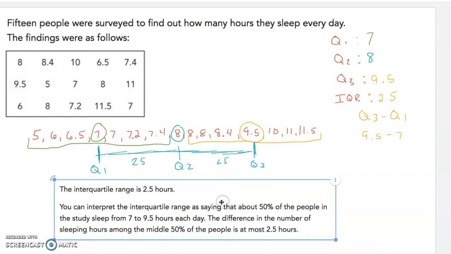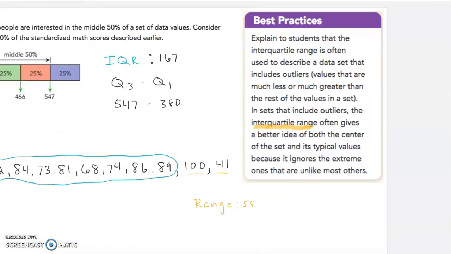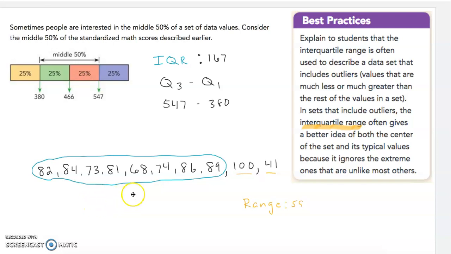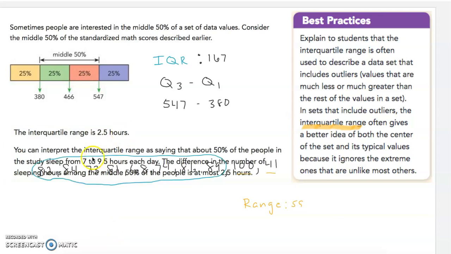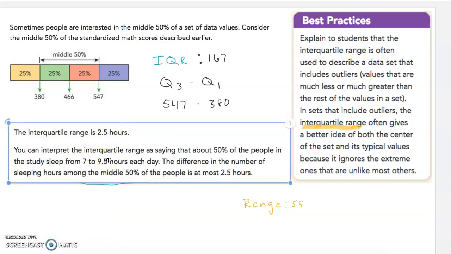So if we look here, let's do this. Okay, so I'm going to go ahead and just use this from before. Now remember this data right here is from standardized test scores. So if I ask you to interpret this, from what we just read about the sleeping study, it said you can interpret the interquartile range as saying that about 50% of the people in the study sleep from 7 to 9.5 hours each day.